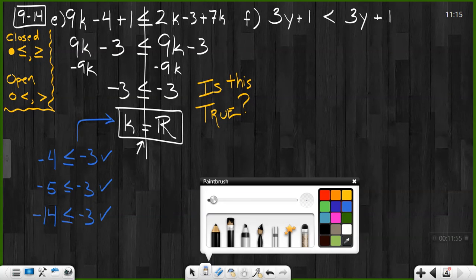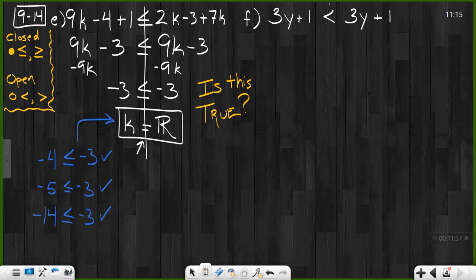Let's take a look at our next one over here with f. Draw our line down the center. Notice both sides are equal again, but let's do this out. Let's see what happens here when I subtract 3y from each side. I find in this case I get 1 is less than 1. And I ask myself, is this true? And before, when we solve equations and you had the same number on both sides, you went to all real numbers. But that's because they were allowed to be equal to each other.